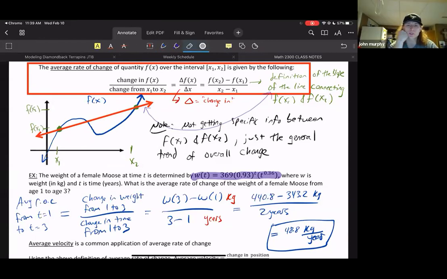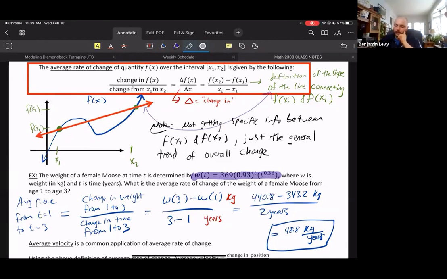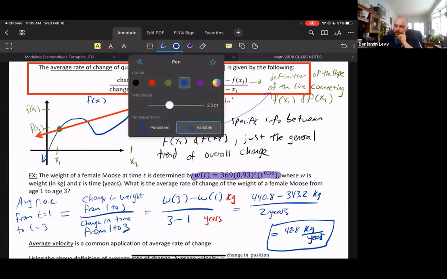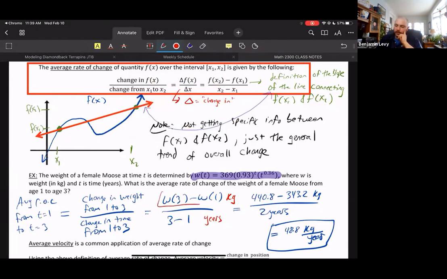Where'd you get those numbers in the numerator? I plugged them into the function. So when we write down W of 3, W of 1, here's W of t. So you plug the numbers into W of t to get those. And I just did it ahead of time, right? So it's like 369 times 0.93 raised to the third times 3 to the 0.36. Sounds good. You should just plug in the t values.